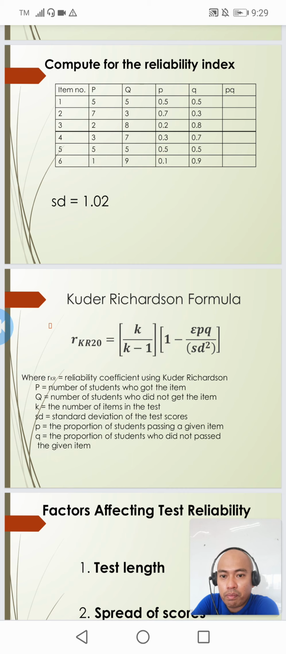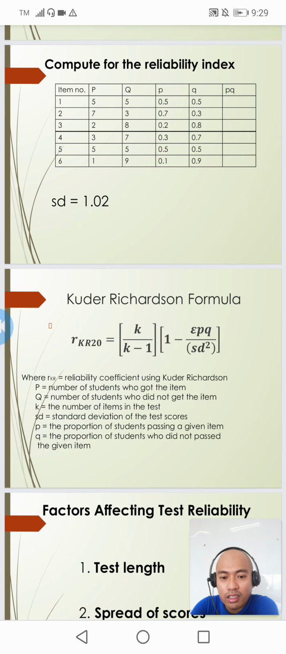P here represents the number of students who got the item, while Q is the number of students who did not get the item. K represents the number of items in the test. SD is the standard deviation of the test scores. Small letter p is the proportion of the students passing a given item, and small letter q, the proportion of students who did not pass the given item.